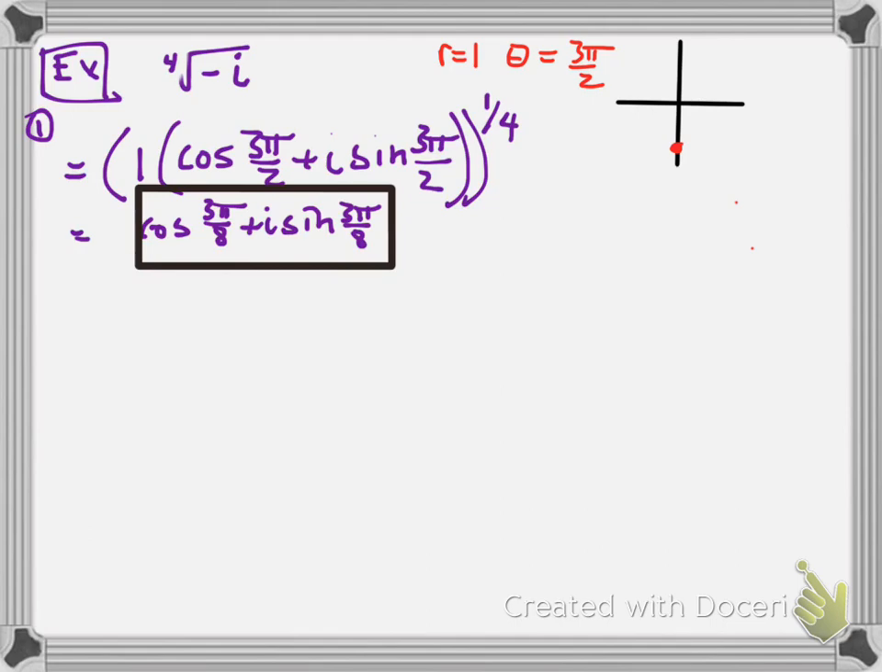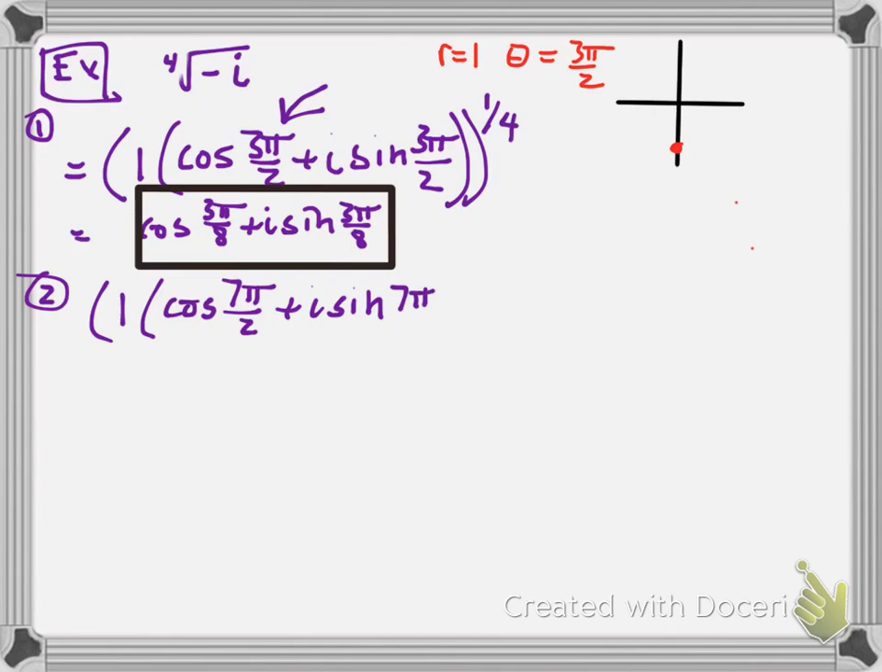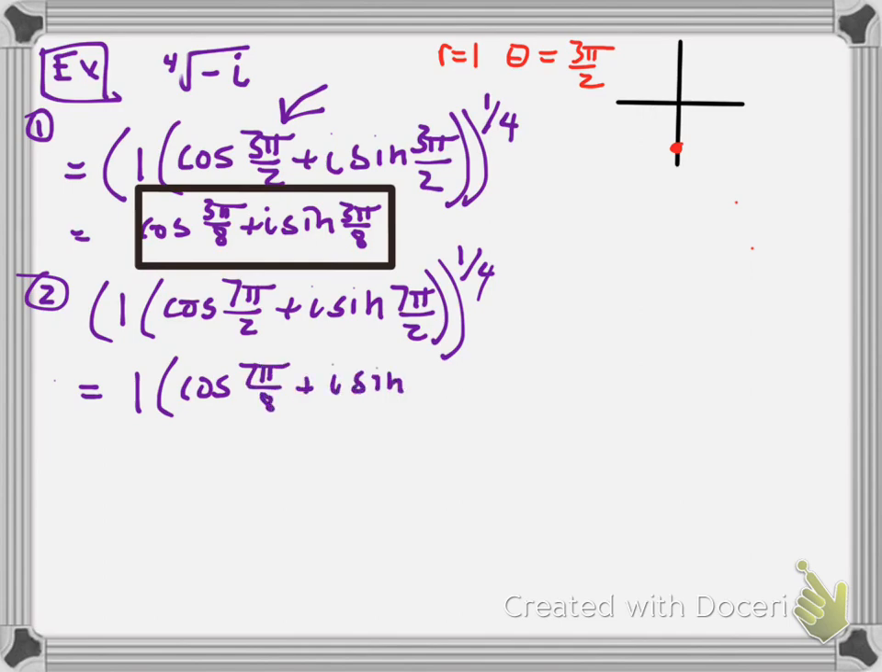Where's the second solution going to come from? Take 3 pi over 2 and add 2 pi. 2 pi is 4 pi over 2. So it would be cosine of 7 pi over 2 plus I sine of 7 pi over 2 raised to the 1/4 power. 1 to the 1/4 is 1. Cosine of 7 pi over 8 plus I times the sine of 7 pi over 8. All right, there's my second root.